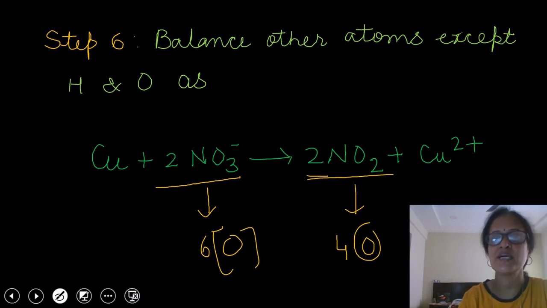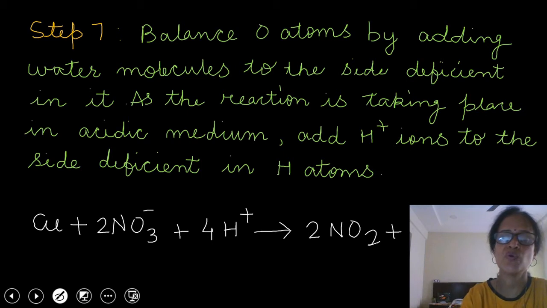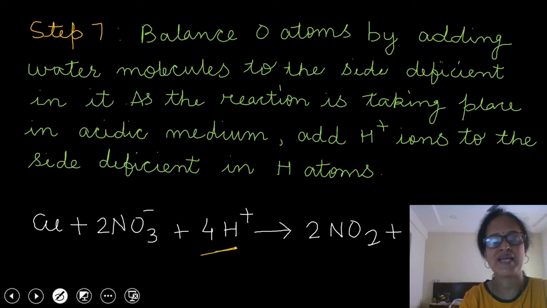So in the product side we will add 2 H2O, which we have added here. So now oxygen is also balanced. The only unbalanced element is hydrogen. We will balance hydrogen by adding the required number of H+ ions to the side which is deficient in hydrogen. So we will add 4 H+ in the reactant side. So we can see that our reaction is balanced here.